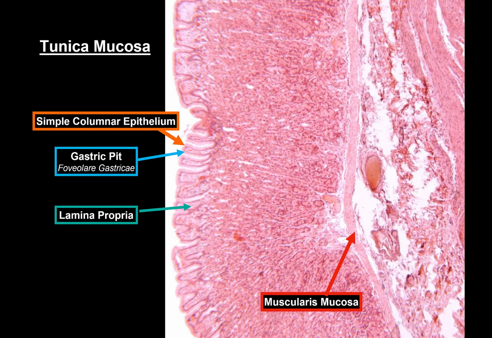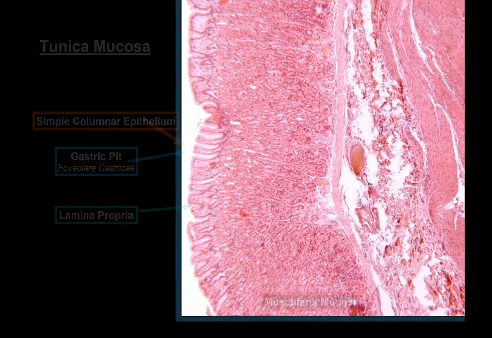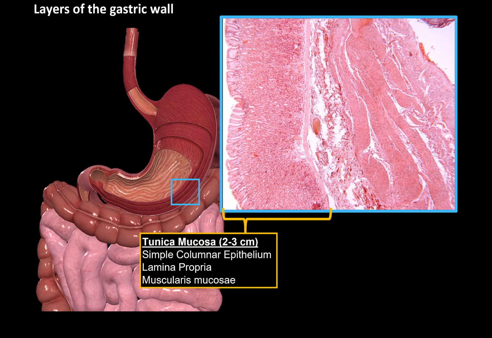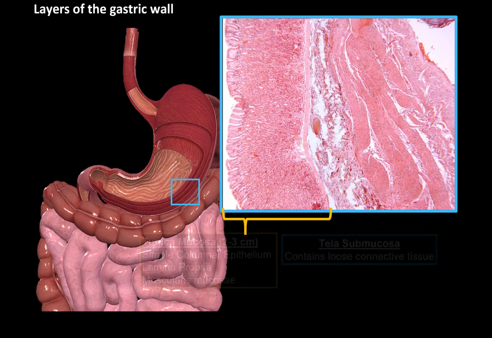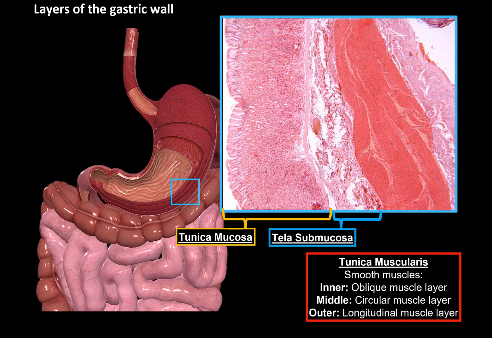Then there's a muscle layer called muscularis mucosa, which is a thin layer of smooth muscle cells at the base of the mucosa that supports the tunica mucosa. So that is the tunica mucosa. And under it, you'll almost always find tela submucosa, containing loose connective tissue, along with associated structures like blood vessels. So next, we have tunica muscularis. And here is where this gets interesting.